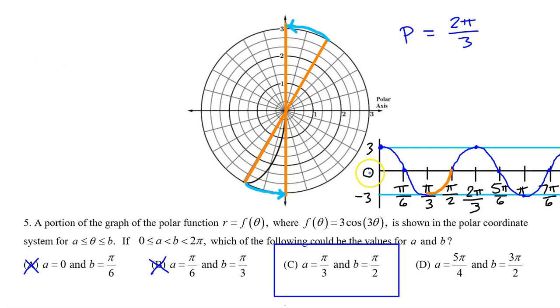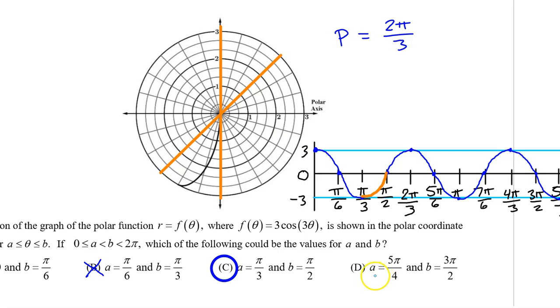Also, remember that the midline of 0 on the rectangular graph represents the pole. Notice that on the interval from pi over 3 to pi over 2, we are starting at a distance of 3 away from the pole, and we are ending up at a distance of 0. As theta goes from pi over 3 to pi over 2, because of the negative r values, the graph of f of theta will go from here to here. Notice that just like on the rectangular graph, the r values start at a distance of 3 away from the pole and end up at a distance of 0. So I'm pretty sure that C is the answer.